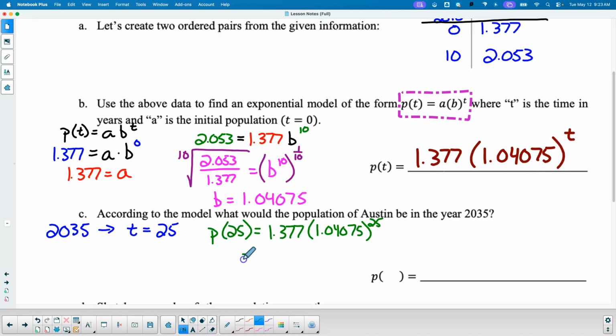And I get 3.737416. But that's in millions. So really the population, on the 25th year after this study, would be 3,737,416 Austonians. Okay.